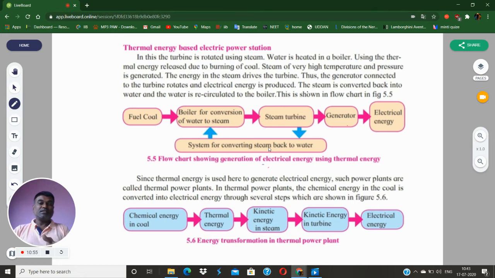जैसे कि एग्जाम में पूछा जाता है, flow chart showing the generation of the electric energy using the thermal energy. इसे हमें यहाँ पे पूछा जा सकता है. चलिए बेटा, again we have to go to the next.